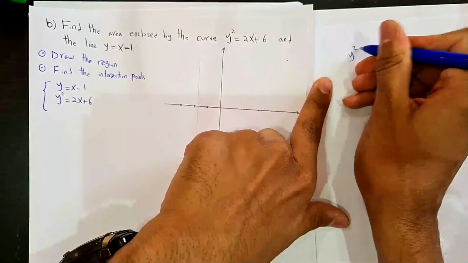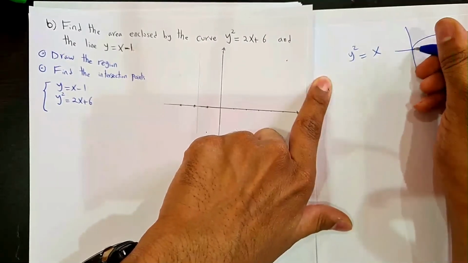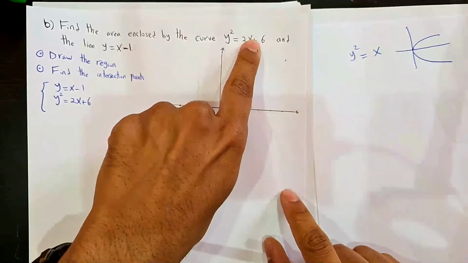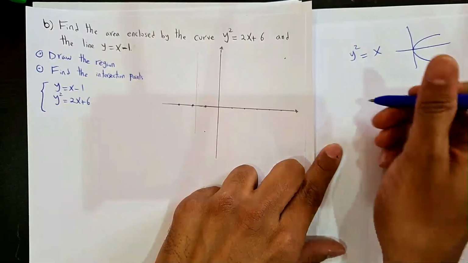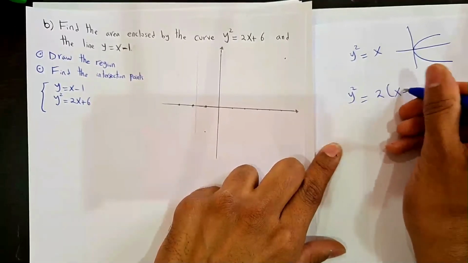Is this clear? Recall this: y squared equal to x, a parabola open to the right. Good. But he said 2x plus 6. How can you adjust this? Well, let us see it this way. It is y squared equals 2 times x plus 3.